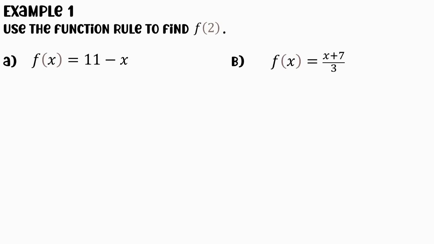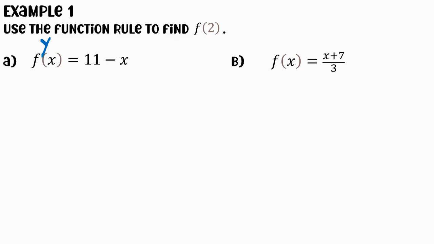So in the first example, we want to use the function rule to find f of 2. Now, in A, our function rule is, you see the f and then the parentheses with the x inside. That's said as f of x, and then equals 11 minus x. So you can also think of this as an equation. So that f of x, that's just a fancy way of saying y. So later on, our equations are going to always start y equals. So f of x and y, those are the same thing. f of x is just function notation.